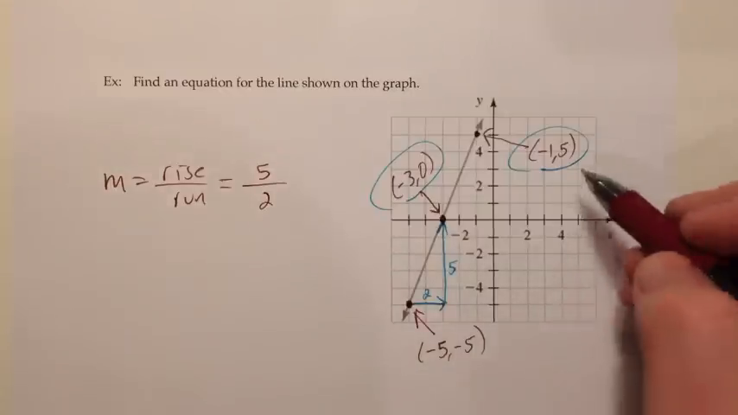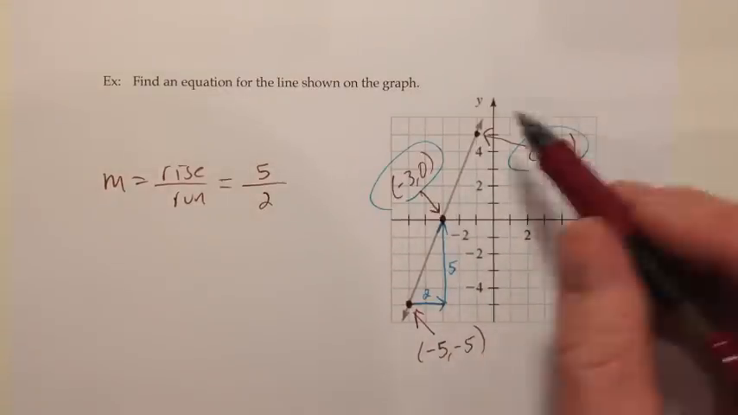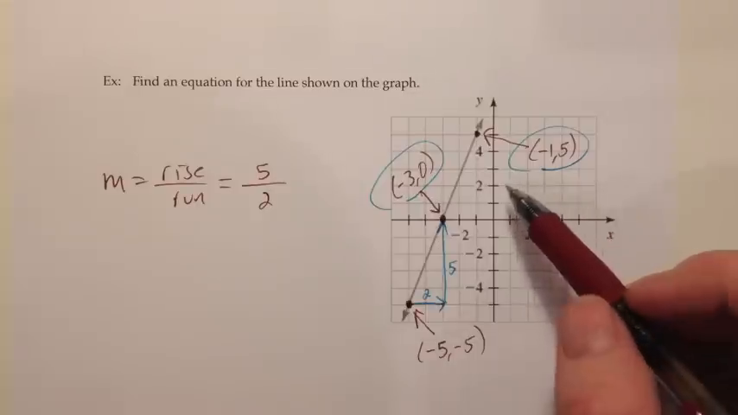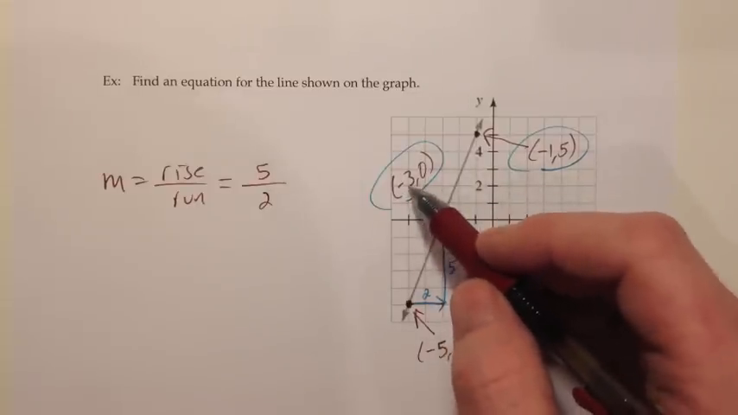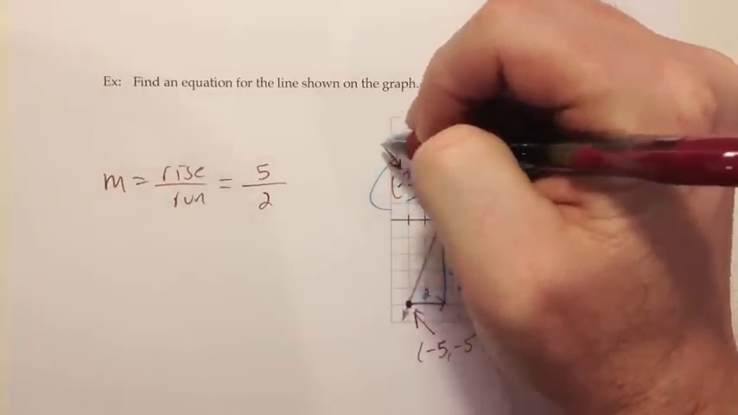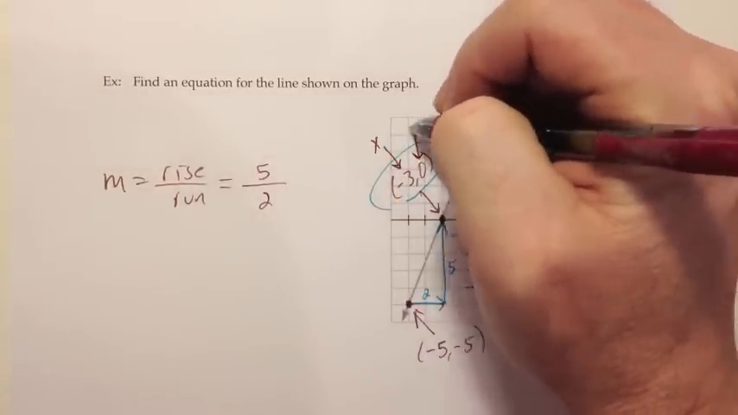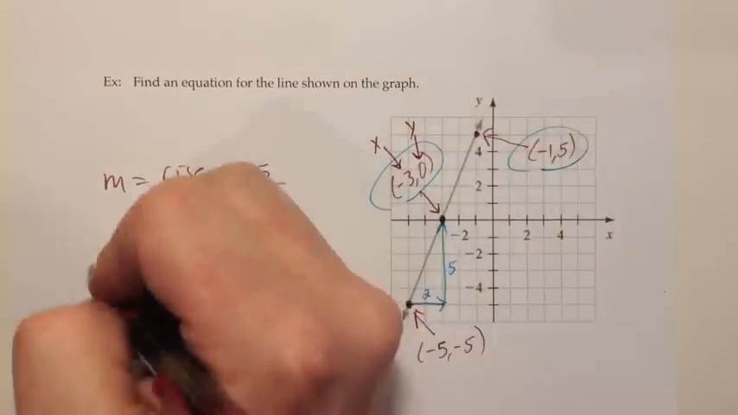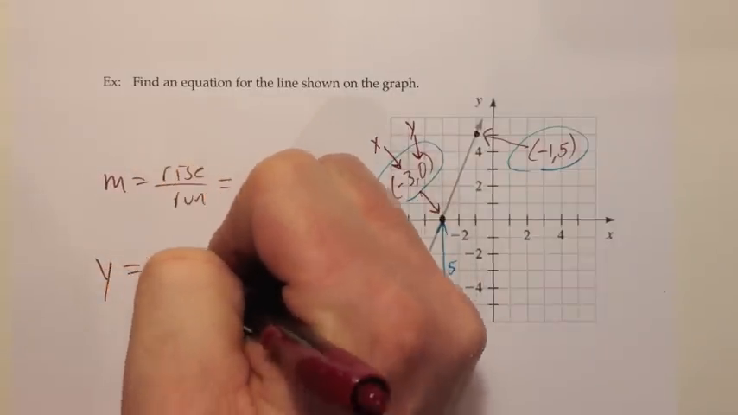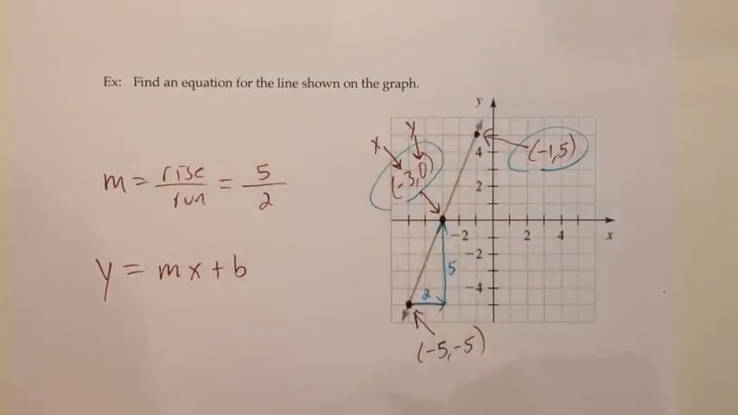And then now I don't need both points anymore. If you know your slope, you just need one point. I'll go ahead and go with this one with the negative 3 and the 0 and say that that's my x and that's my y. And so I have y equals mx plus b is the general form of the line.